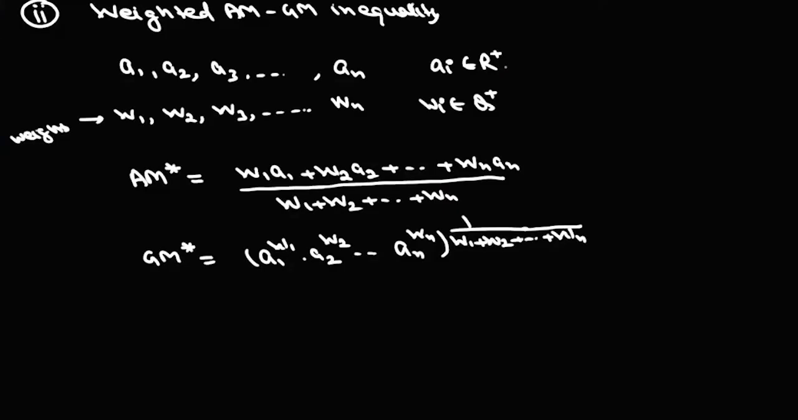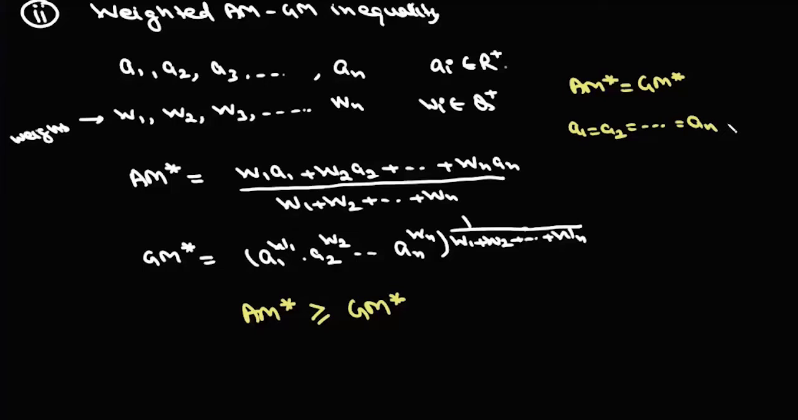Now here the fundamental is, if AM star is the weighted AM of these n numbers and GM star is the weighted GM of these n numbers, then their weighted arithmetic mean will always be greater than or equal to their weighted geometric mean. So weighted AM is always greater than or equal to weighted GM for n positive real numbers having positive rational weights. And again here we'll have this equality. So AM star will be equal to GM star if and only if A1 equals A2 equals AN.